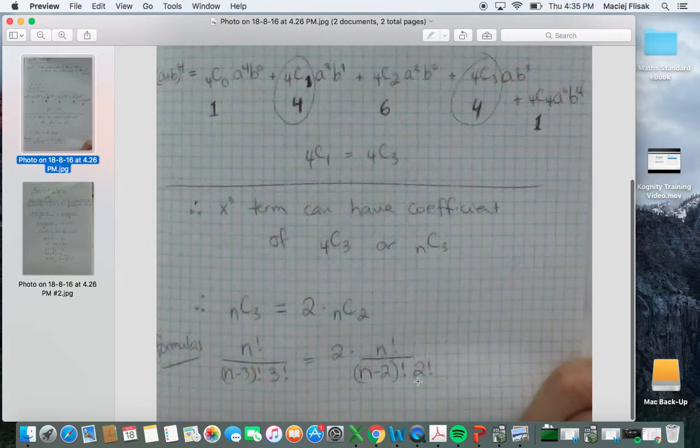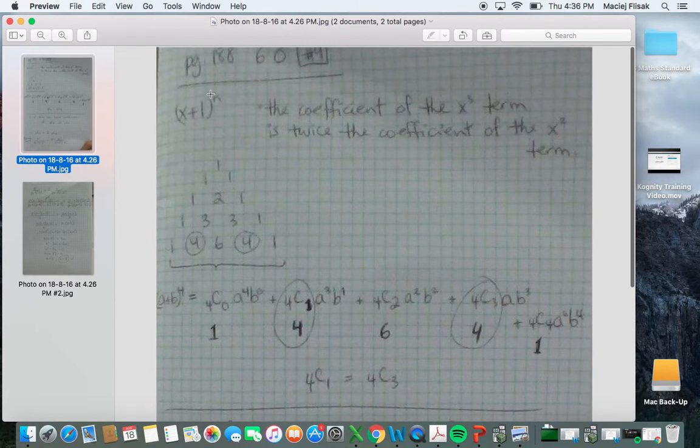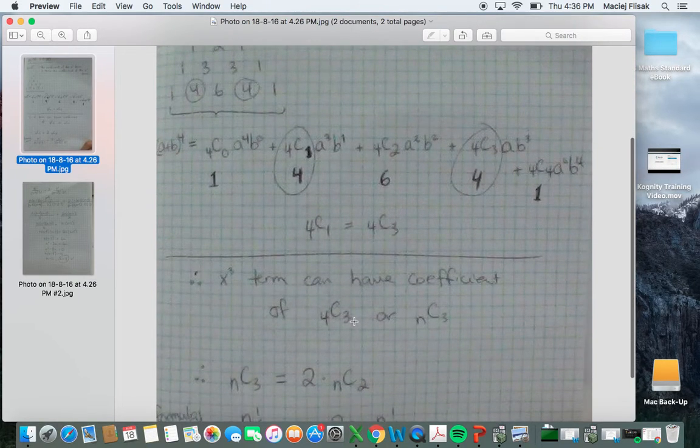So now we know the x cubed term can have a coefficient of 4 choose 3, or in our problem we don't know the power of the binomial, right? If you go back to the beginning, it's a binomial with an n here. We don't know what the power is. So instead of 4 choose 3, I'm going to write n choose 3. That is what we have in our problem, n choose 3.